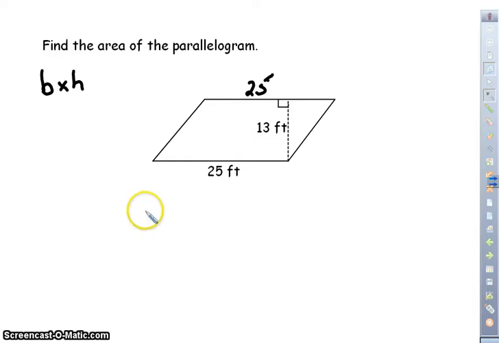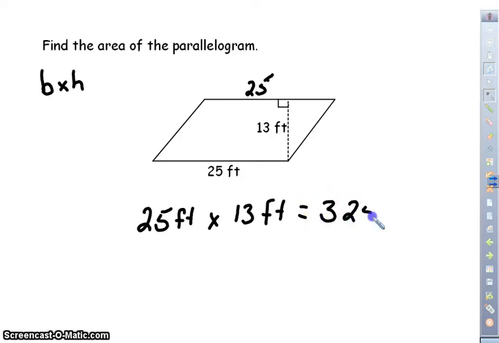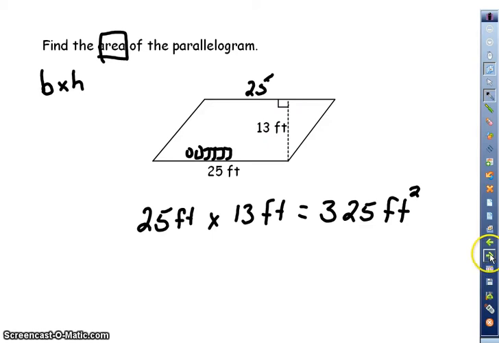Either way, the base is 25 feet times my height, which is 13 feet. When I multiply 25 times 13, that gives me 325 feet. Since we are dealing with area, it is square feet. We're trying to find out how many little squares fit inside this figure. That is the area, everything on the inside. 325 square feet.